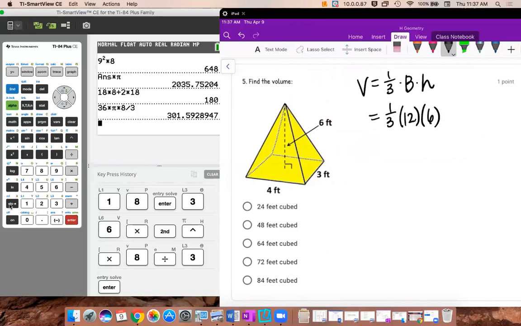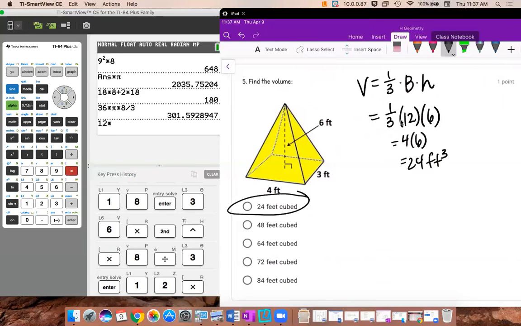So if we do 12 times 6, actually we don't even need to plug this in. If I do 12 divided by 3 right here, this becomes 4 times 6. So then this is really just 24 feet. And then we're working on volume, so cubed. So 24 feet cubed is going to be your final answer for that one.